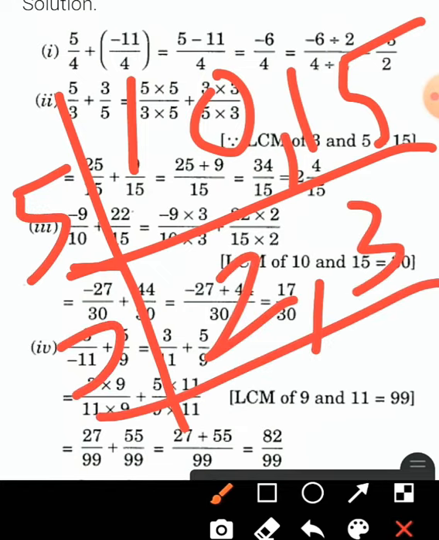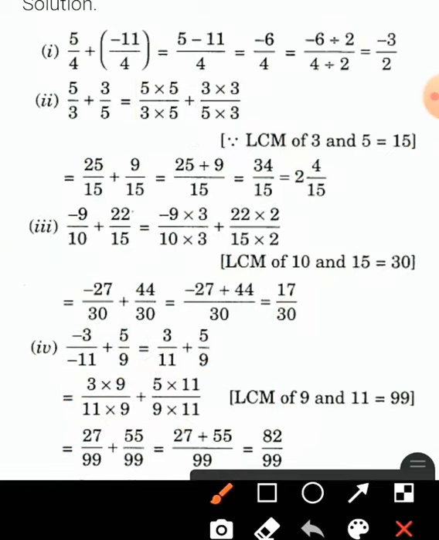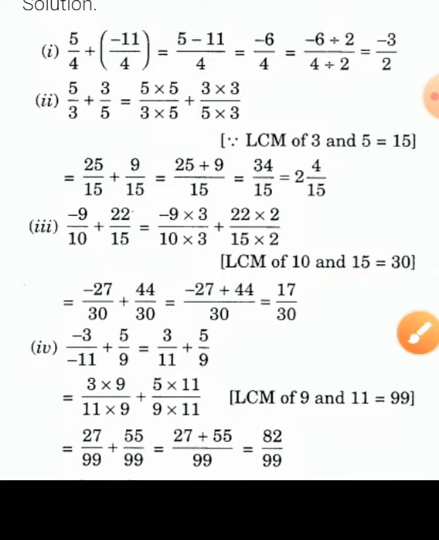Then you can take 2 1s are 3 will be same. Then you can take 3 1s are. So 5 2s are 10 and 10 3s are 30. Your LCM will be 30. So you can take out LCM of 10 and 15. Your answer will be 30. So 30 is our LCM for the third question.